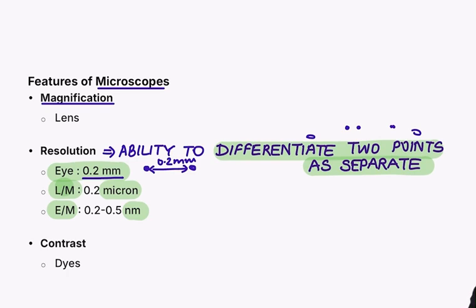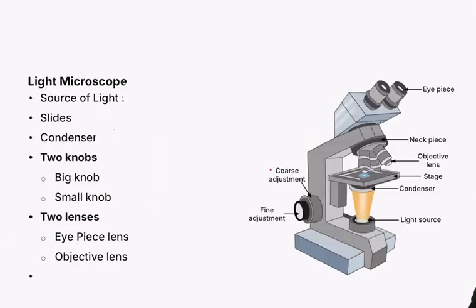So all in all, the features of a microscope include the lens system making the magnification, the resolution ability, and finally the contrast by dyes. Now let's start with the real microscope which you find in every lab, and that is a light microscope. I've told you it was given by Sir Anton von Leeuwenhoek, but he gave you the simple microscope.